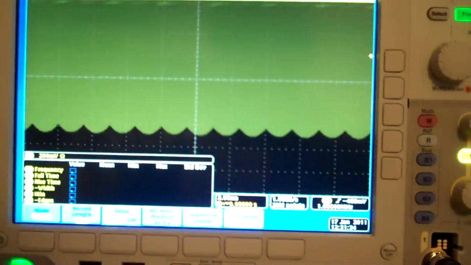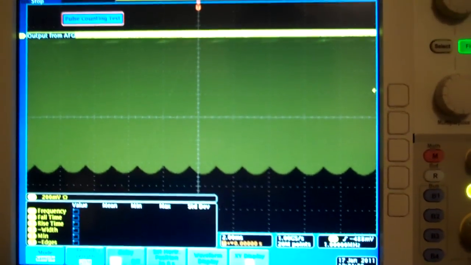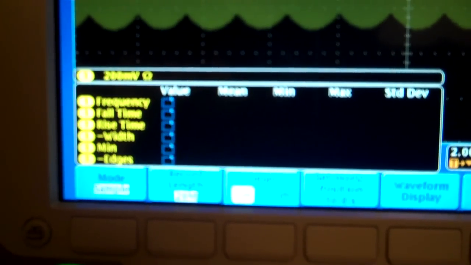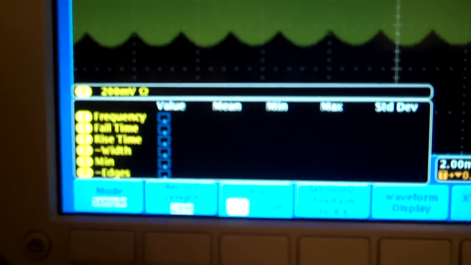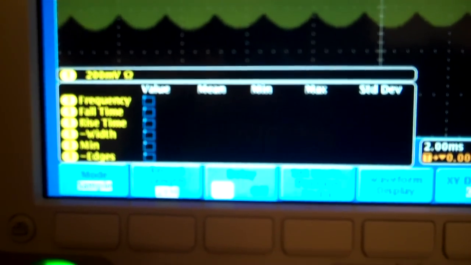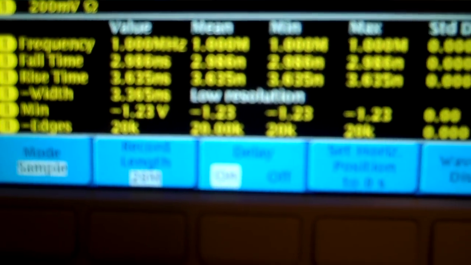This is 1 gigasample per second, and I'm already going to be pushing the limits of my sample rate to get an accurate measurement. As you can see, it's processing all 20 million points of memory. And in a minute, we should have an answer. We'll count the number of edges that we have. This is a fairly good method to do for a short observation period. You can see down here, 20,000 edges.